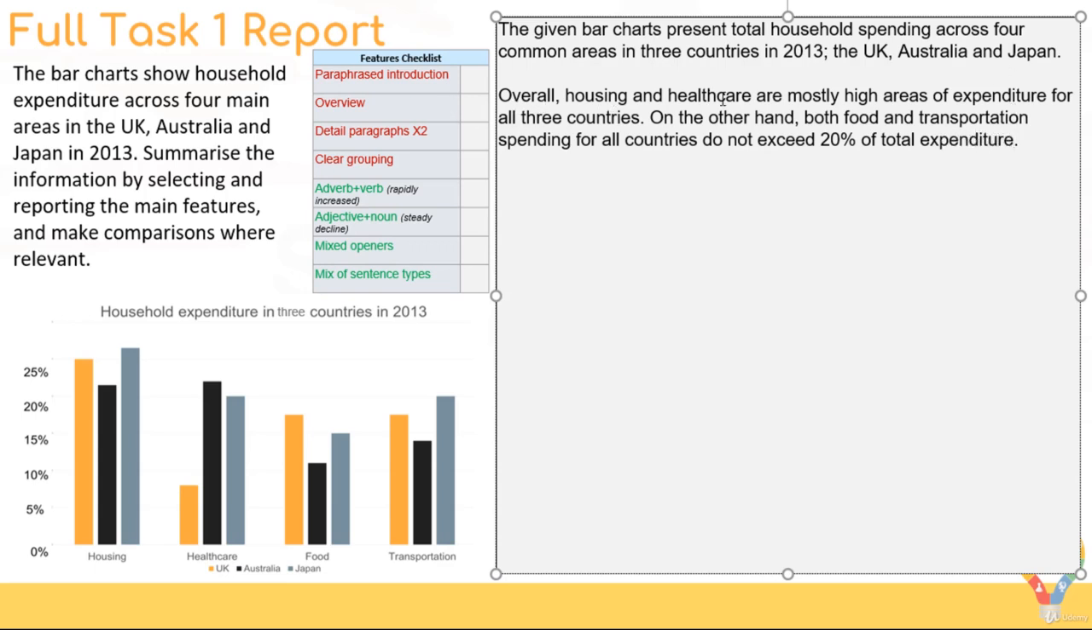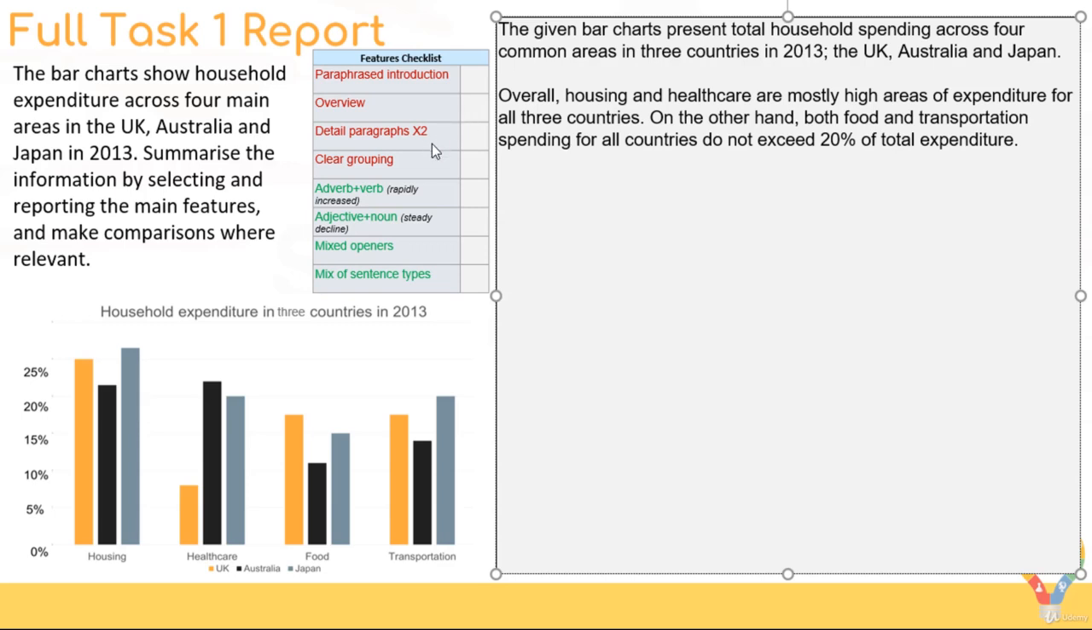Okay, so let's read this back. Overall, housing and healthcare are mostly high areas of expenditure for all three countries. On the other hand, and we've got a nice opener there, both food and transportation spending for all countries do not exceed 20% of total expenditure. So there we have it. That is my overview complete. So it's time to move on to our detailed paragraphs.